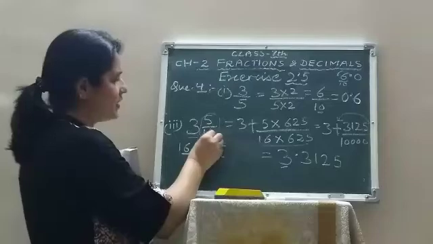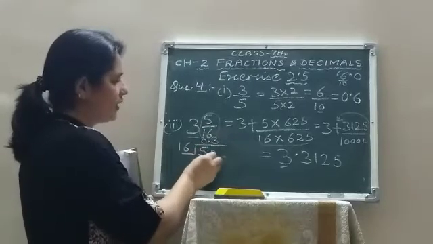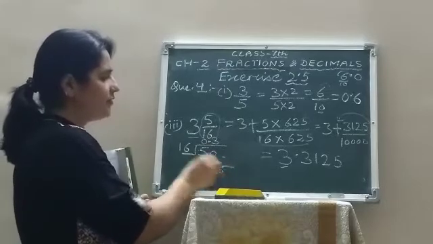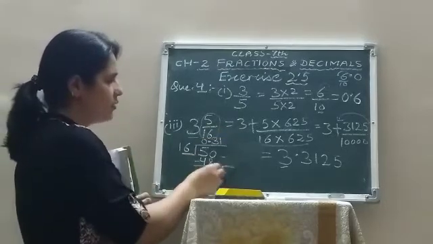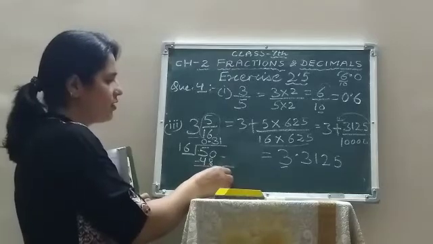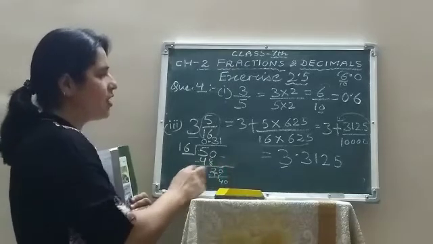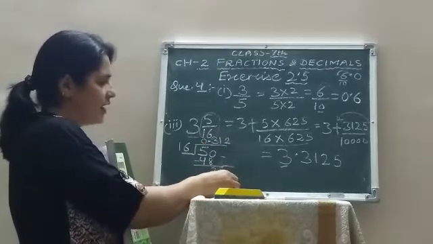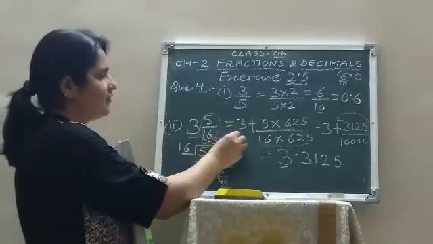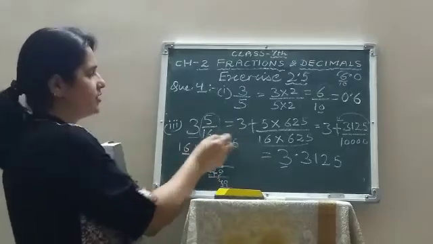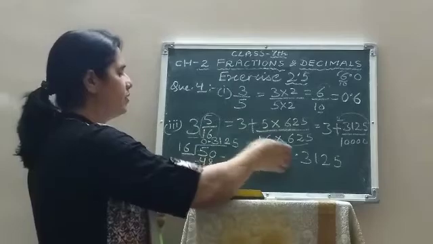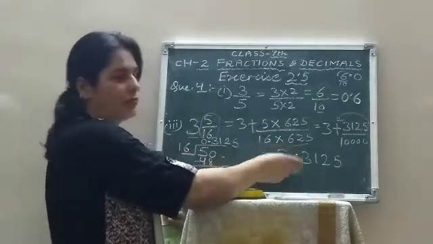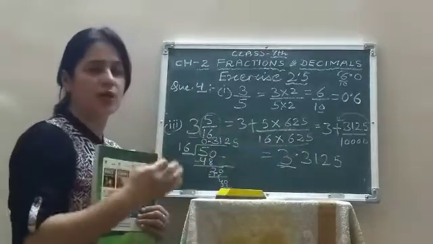Now what will come? 16 3s are 48, so minus, remainder is 2. At every step now you can add a 0. 16 1s are 16, remainder is 4. Now you can add 0, it becomes 40. Now 16 2s are 32, remainder is 8. Now you can add 0, and 16 5s are 80. So what is the answer? 0.3125, and the whole number part is already there. So it becomes 3.3125.